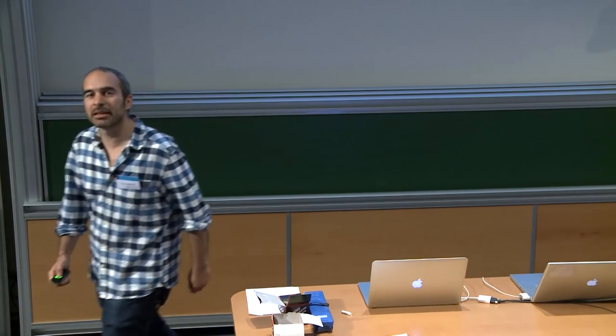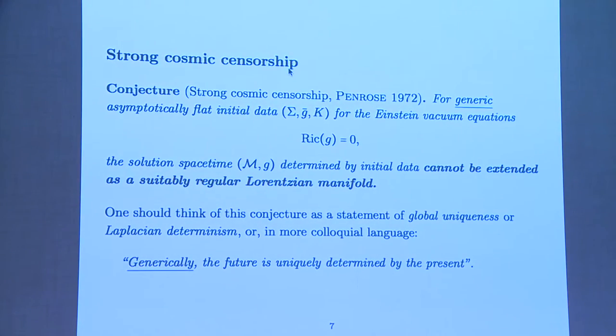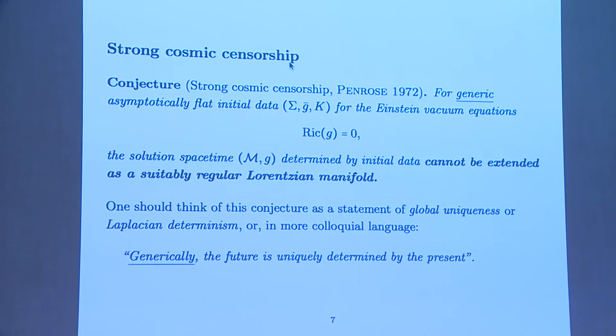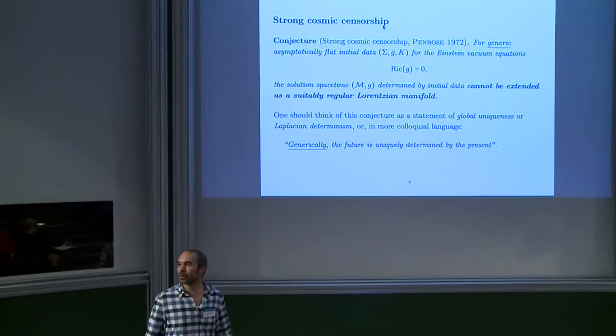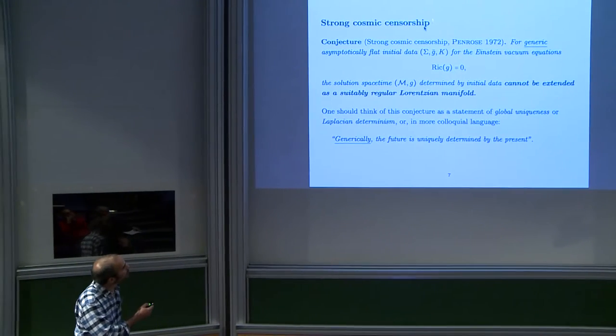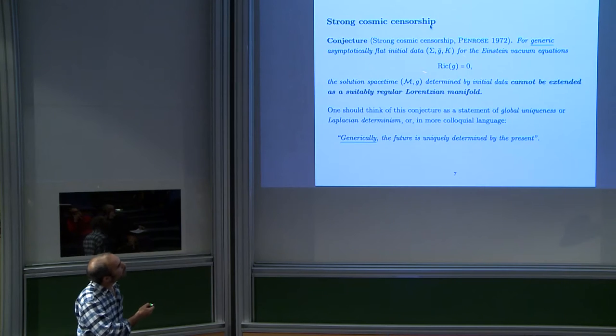So in fact, this behavior is deemed to be so pathological and so worrisome that one stance to take is that maybe this is all a fluke. Maybe it will go away upon perturbation of initial data. And this happy thought motivated Roger Penrose back in 1972 to conjecture the following.